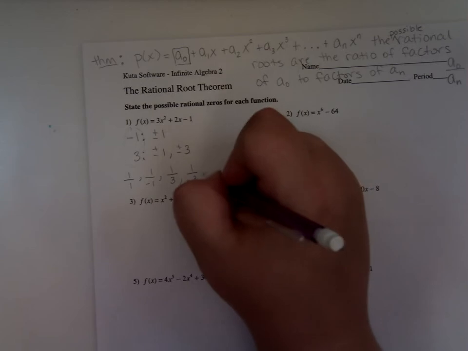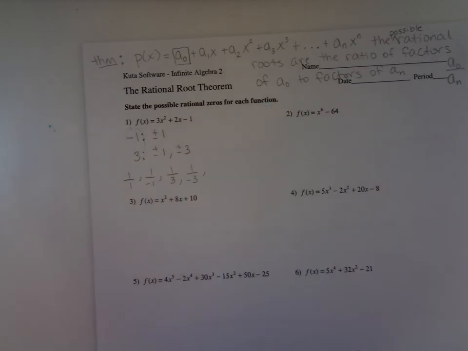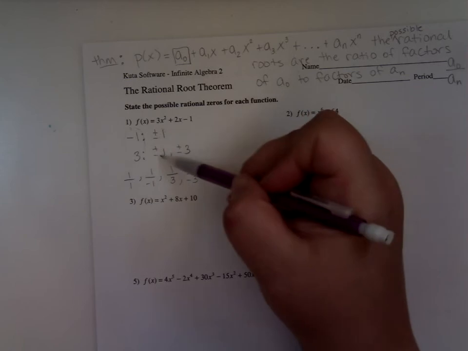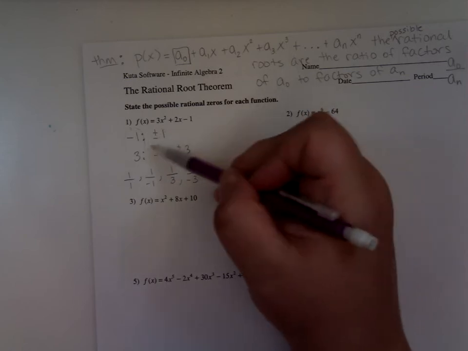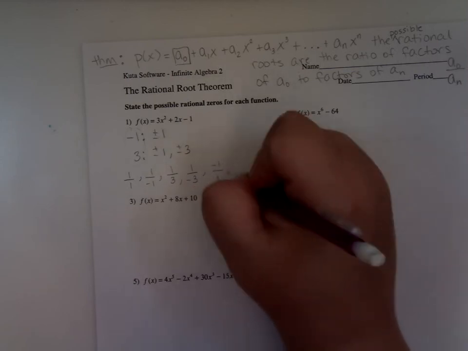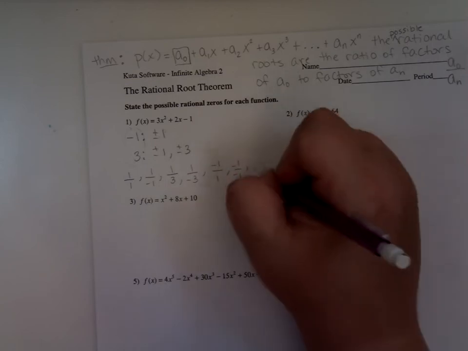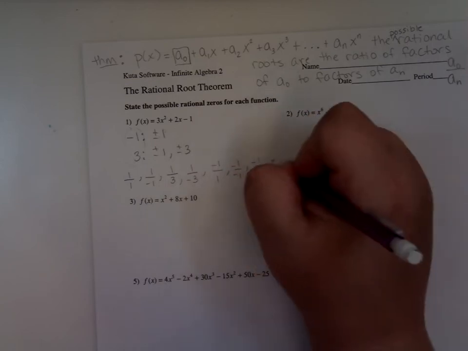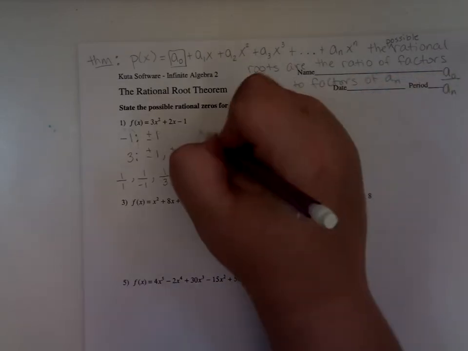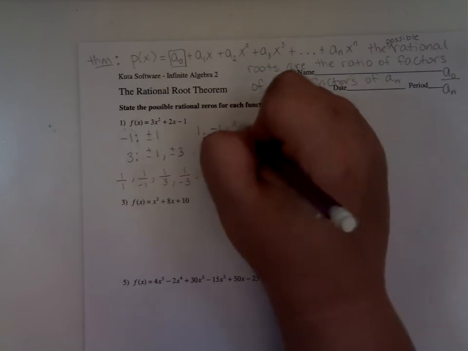I'm gonna be really meticulous about this, so there will be repeated ones which we'll get rid of. So I took +1 up here, and I combined it with all 4 options down here. I'm going to do the same thing with -1. So -1 over +1, -1 over -1, -1 over +3, -1 over -3. So really, we're going to get the same ones repeated, but I'm just being thorough. So these are all of the possibilities. So the possible rational zeros are 1, -1, +1/3, -1/3.